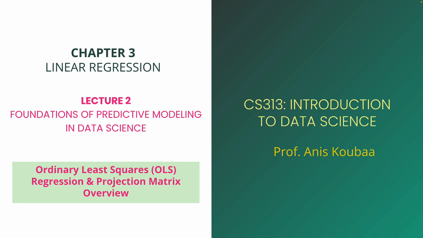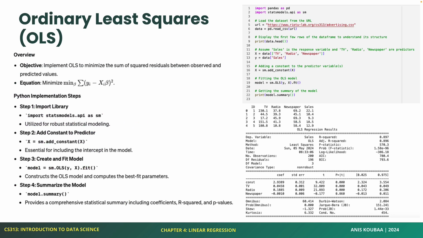We start with ordinary least squares for regression, and this is a simple script that we also apply here on the advertising data set. The objective of OLS is to minimize the sum of the squared residuals between the observed and the predicted values, basically trying to minimize the difference between the observed and predicted values.